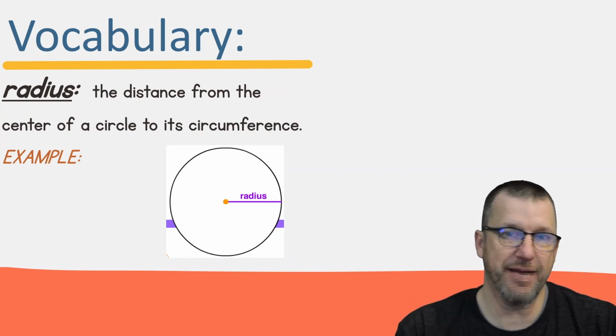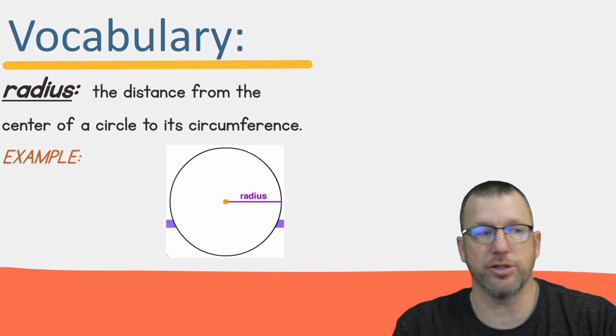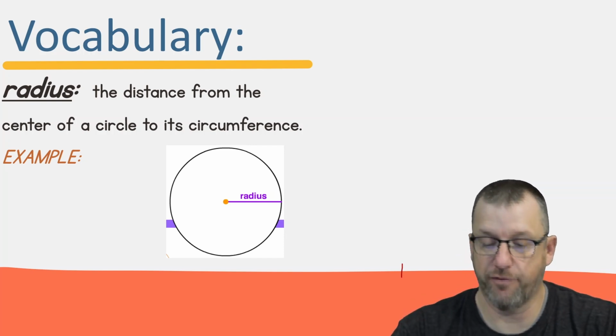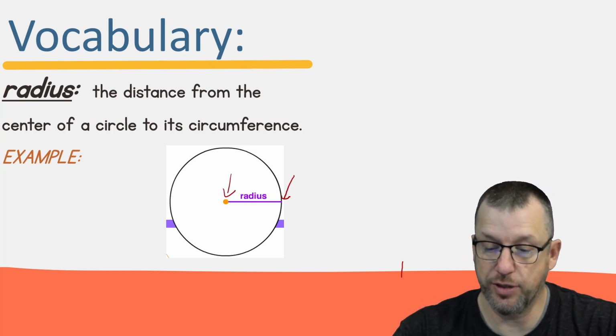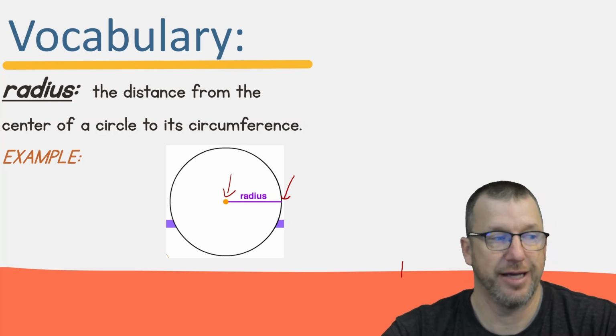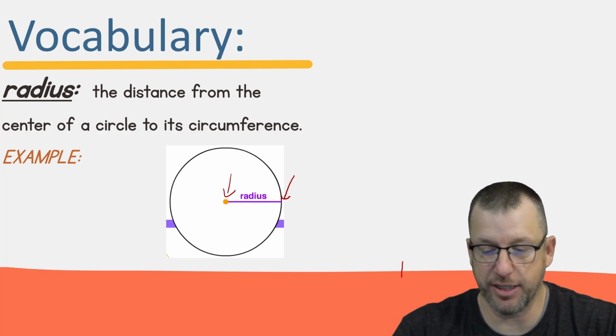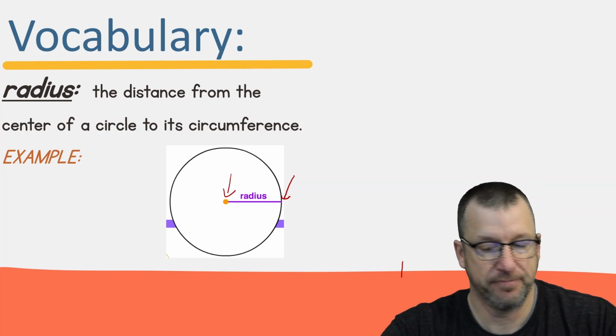Radius, think diameter, but we're only going from the center out. So radius only goes from the center to the edge of a circle, okay? And it's half of a diameter because it's going halfway across a circle.